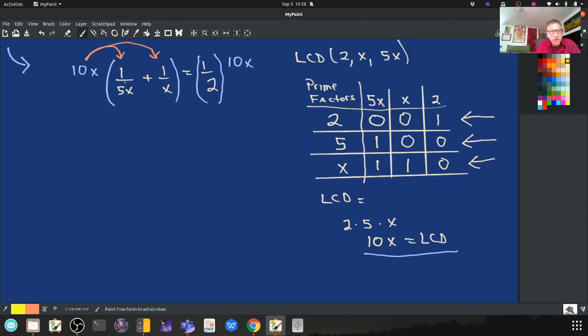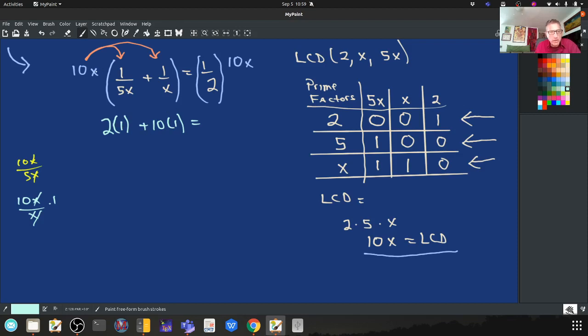10x times 1 over 5x is the same as 10x divided by 5x. The x's cancel, so that's 2. 2 times what? 2 times the numerator. 10x times 1 over x is the same as 10x divided by x times 1. The x's cancel, so that's plus 10 times 1. I'm writing the denominator in there just so you can see it's still there.